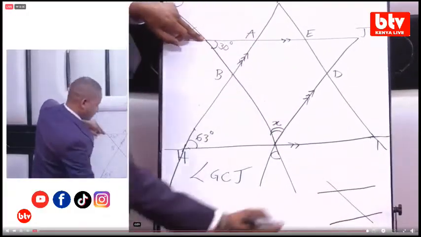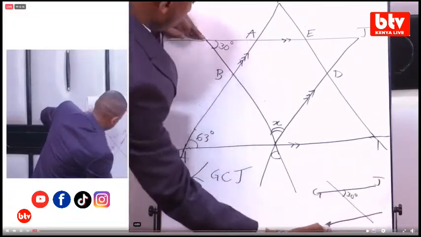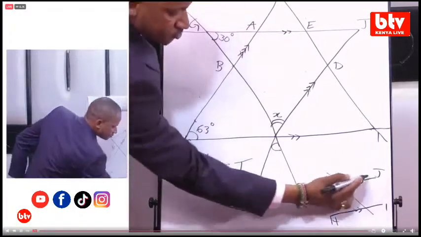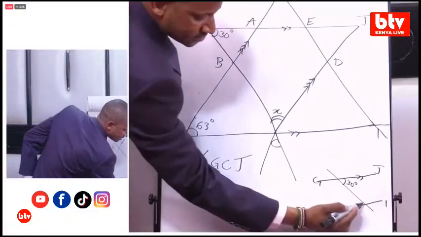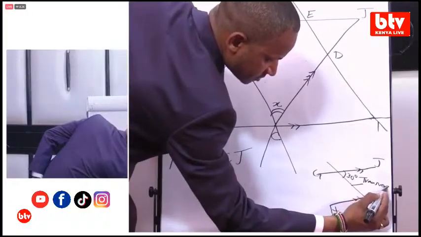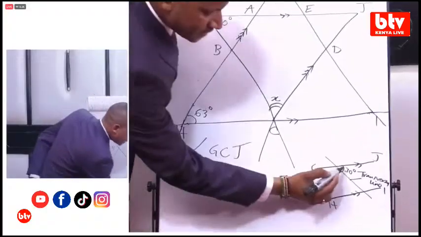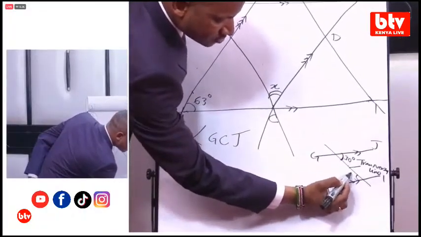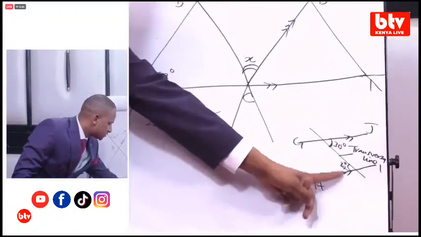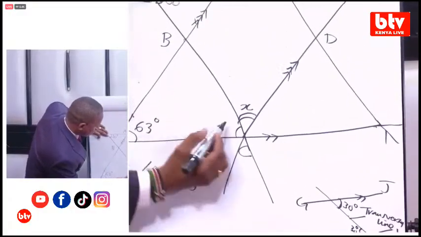There is that line. This angle you are told is 30 degrees. This is G. This is J. Then this is H. This is I. These two are parallel. If these two are parallel, this line is called a transversal line. If this angle is 30 degrees, it means that this angle is also 30 degrees. Reason, you say they are alternate angles. So therefore, if this is 30 degrees, our angle here will be 30 degrees.